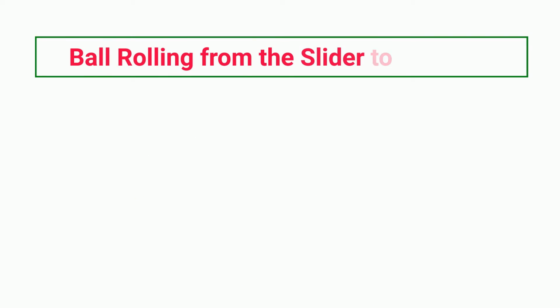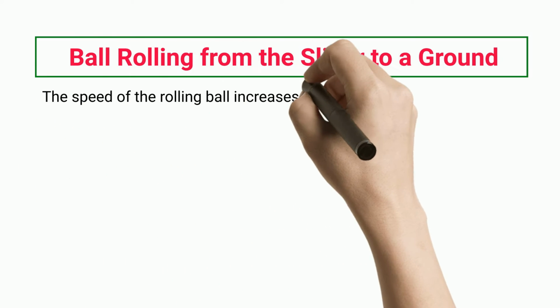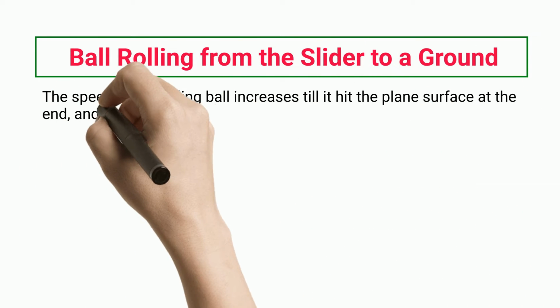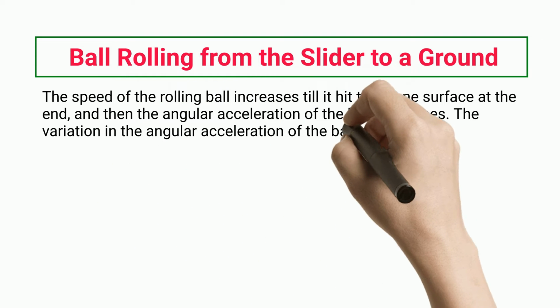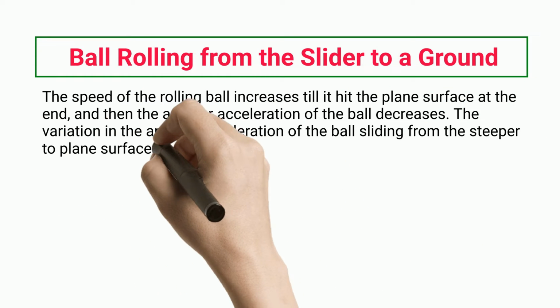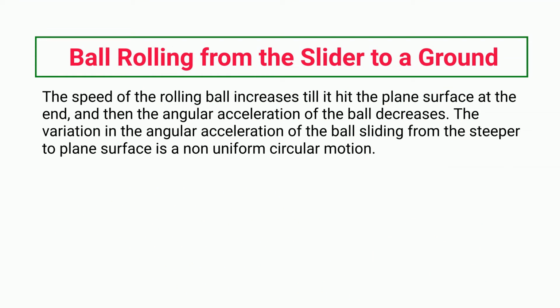Ball rolling from a slide to the ground. The speed of the rolling ball increases till it hits the plane surface at the end, and then the angular acceleration of the ball decreases. The variation in the angular acceleration of the ball sliding from the steeper to the plane surface is a non-uniform circular motion.